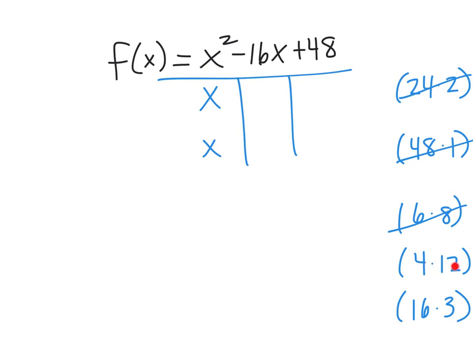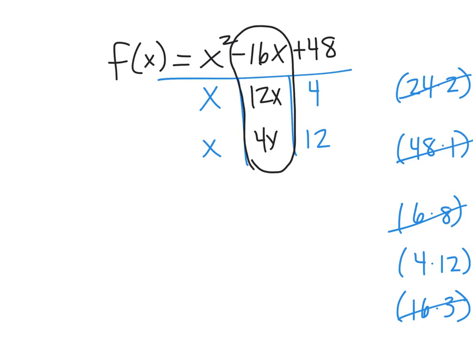4 plus 12 is 16, and 4 minus 12 is 8. There's our 16 that we're looking for. And then lastly, 16 plus 3 is 19, and 16 minus 3 is 13. Not going to work. So I have 4 times 12. When I cross multiply, I get 12x and 4x. Let me change the colors here, I forgot. 12x and 4x. Notice how this does not add up to a negative 16. It adds up to a positive 16.